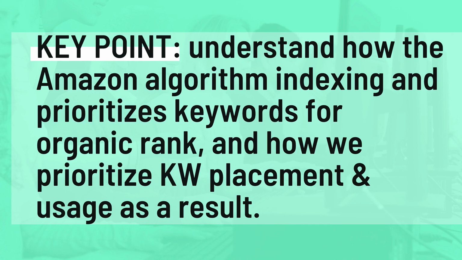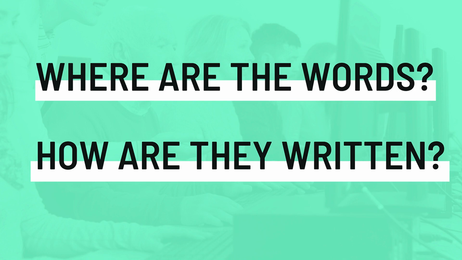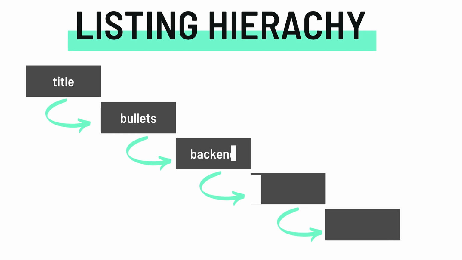So the purpose of this presentation is really just to understand how the Amazon algorithm indexes and prioritizes keywords for organic rank and how we can prioritize keyword placement and usage as a result. And there's really two things we need to do to understand indexing and keyword SEO, which is where are the words and how are they written and where in a particular listing are they written. So to first understand how Amazon gives keyword ranking within a listing, it's important to understand where they give more credit to those keywords. In other words, where in an Amazon listing is a keyword most likely to get benefit from the Amazon algorithm in terms of indexing and potential organic ranking power.